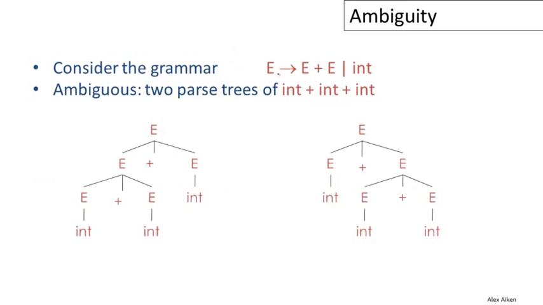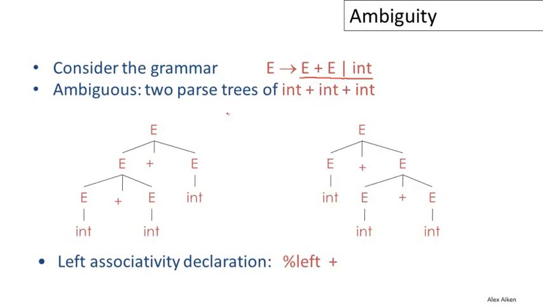So here is a natural grammar for plus over the integers, and this is ambiguous. Even just with a single infix operation, we can get ambiguity because this grammar doesn't tell us whether plus is left associative or right associative. And the simple solution here is to have an associativity declaration. So here we declare plus to be left associative, and this is the notation used in Bison. Bison is a particular tool, and %left plus declares that plus is a left associative operation, and so that would rule out this particular parse tree over here.